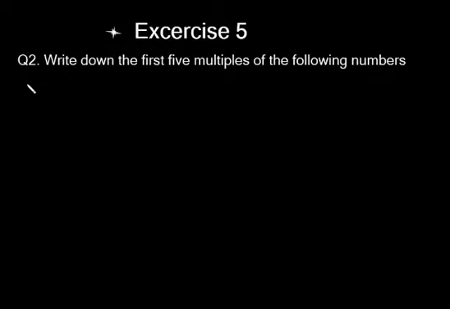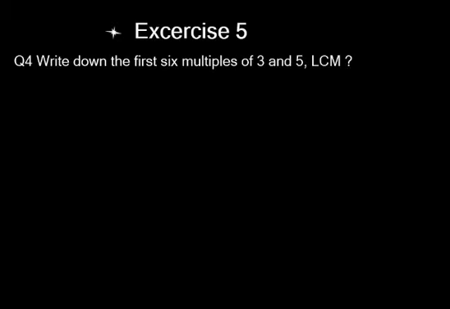In question number 2, it says write down the first 5 multiples of the following numbers. As we discussed in our previous video, multiples mean literally the table of that number. So again, it's a very easy question. You just need to write the table of these numbers up till 5. Questions number 3 and 4 are very similar, so I'm just going to solve question number 4.